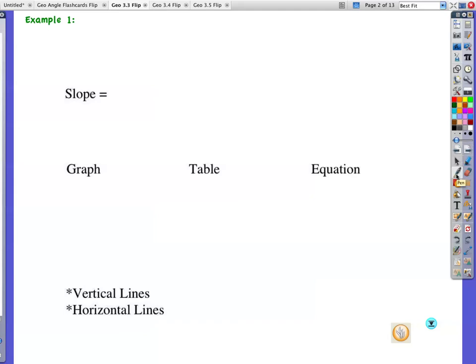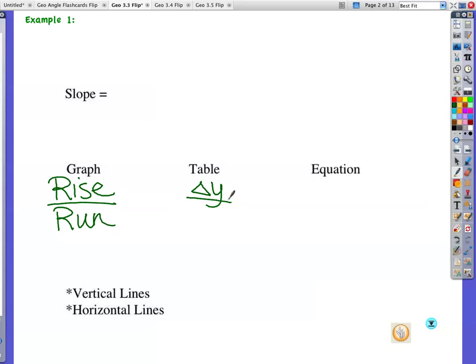If you are looking at a graph, the most common answer to find the slope is rise over run. Okay, and I'll show you that in a little bit. Table, I usually say change in y because your rise is up and down, which is your y-axis, so change in y. Run is left and right, which is your x-axis, so change in y over change in x. There's also a very famous formula that you might recall from Algebra 1, y2 minus y1 over x2 minus x1.